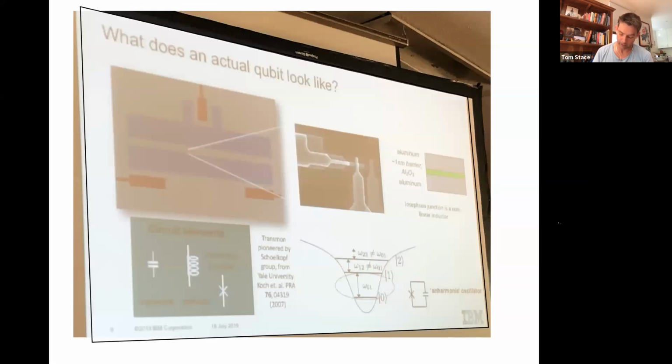And the idea, as I just said, is to encode in the lowest two eigenstates of that device, it's an anharmonic oscillator, information that one might want to then process in a quantum computer. So that's the basis for the IBM quantum computer, and also the Google quantum computer and Rigetti, etc.